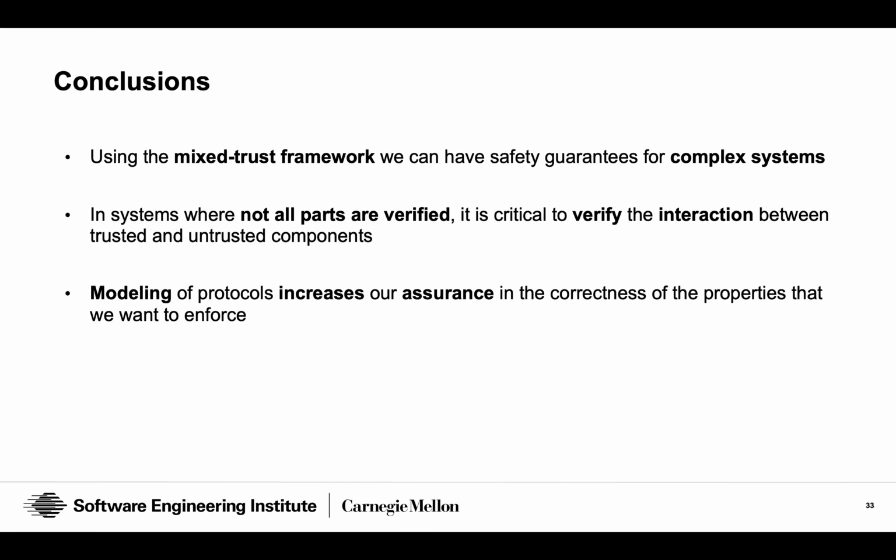So when dealing with complex systems, it may be infeasible to verify every component. In those cases, we can use a mixed trust framework that allows untrusted components to coexist with trusted components. However, even if we verify the trusted components, we must also verify the interaction between the untrusted and trusted components. In this talk, we show how we can model this interaction in UPPAAL and increase our assurance in the correctness of the properties that we want to enforce.